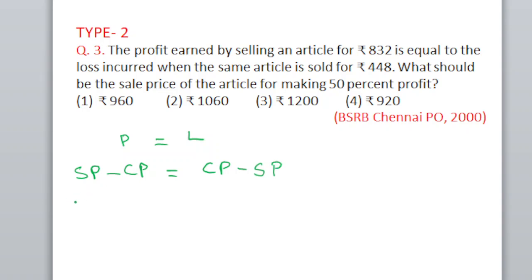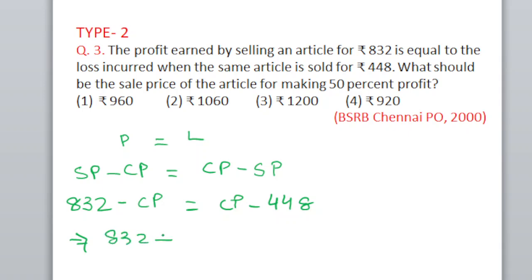It is given that when SP is 832, then there is a profit, and when SP is 448, there is a loss. Now this implies 832 plus 448, that is equal to CP plus CP, so that is 2 CP.